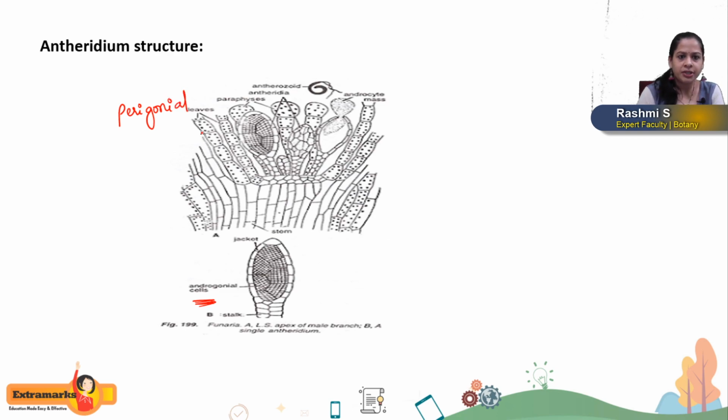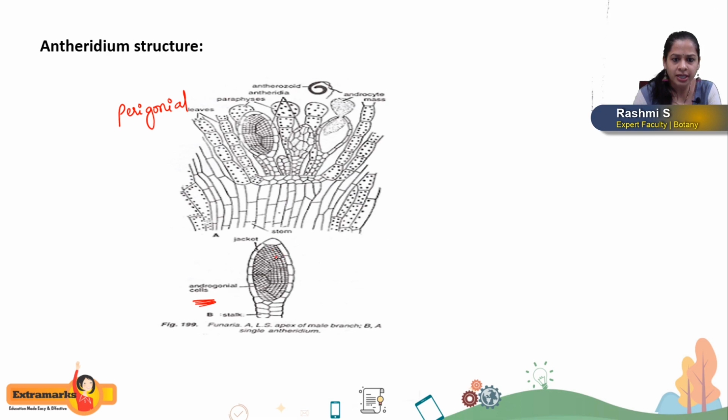The antheridium are surrounded by perigonial leaves and paraphyses, which are sterile hair-like structures. These perigonial leaves are directed in the outward direction. That helps in the easy dispersal of the male gametes. In each antheridium, there are hundreds of androgonial cells.